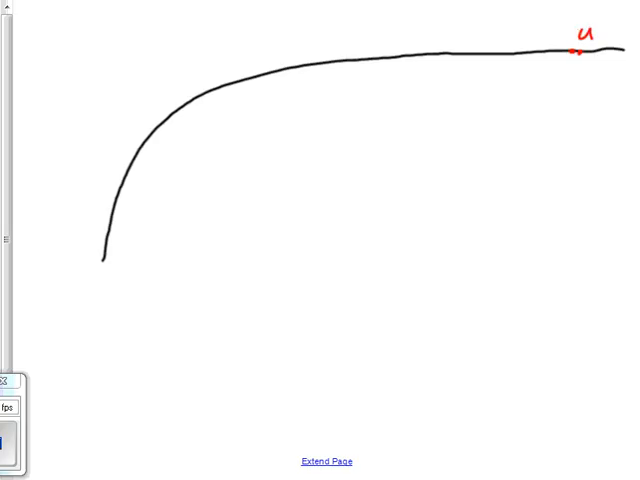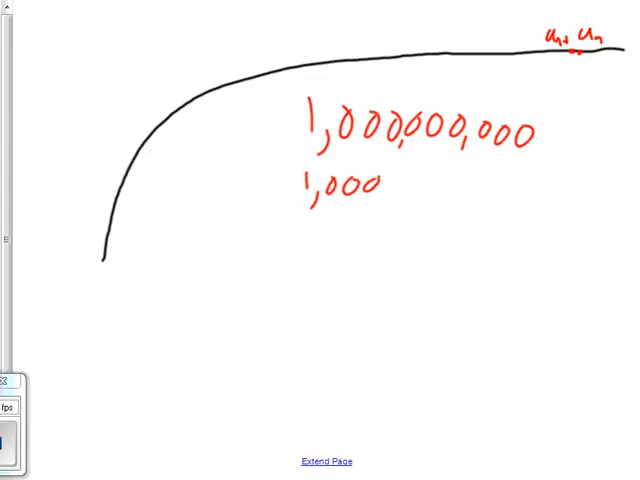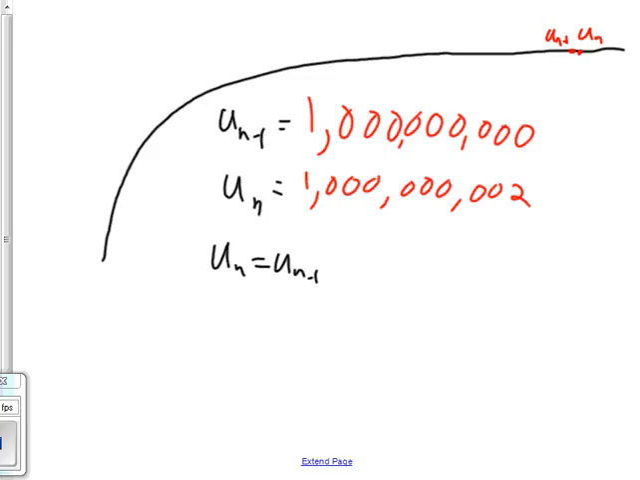So if we call this point U of N and this point U of N minus 1, it's kind of like saying that the difference between, my example was, if I have $1 billion and you say that you have $1,000,002, everybody would look at that and say that's basically the same thing. That's the same concept as what we're doing here. So if this is then U of N and this is U of N minus 1, we're basically saying that U of N is equal to U of N minus 1. And since they're equal, we're just going to call that one thing X.